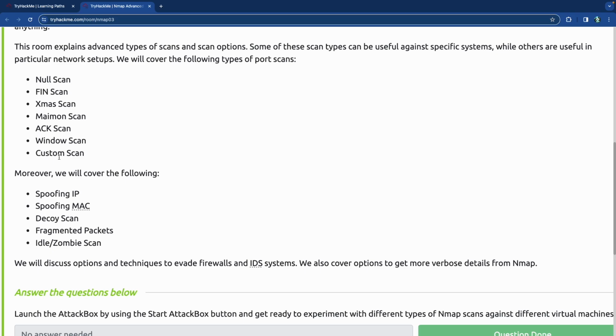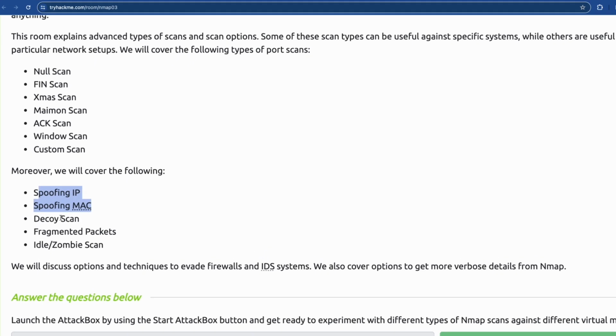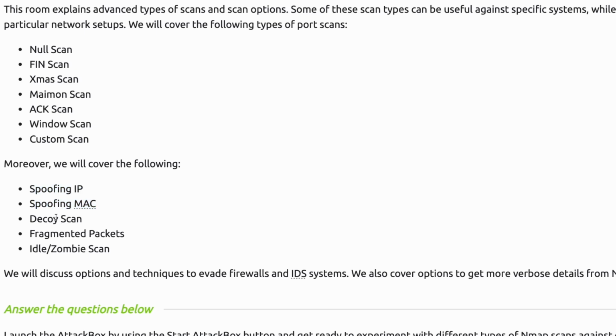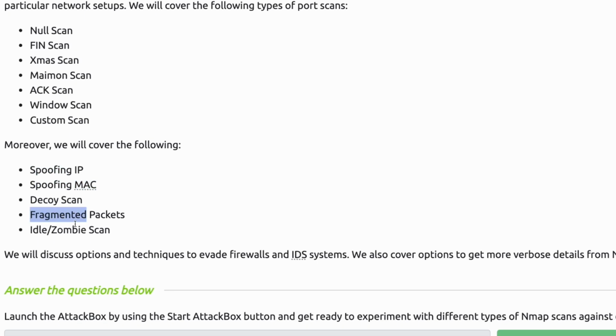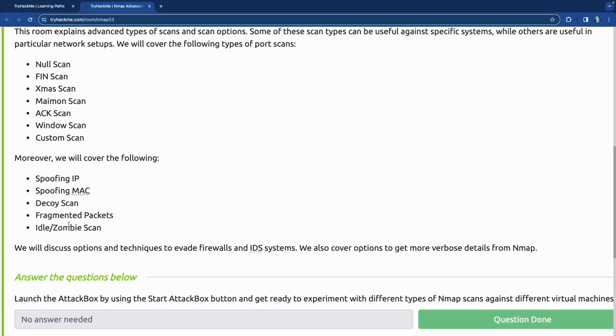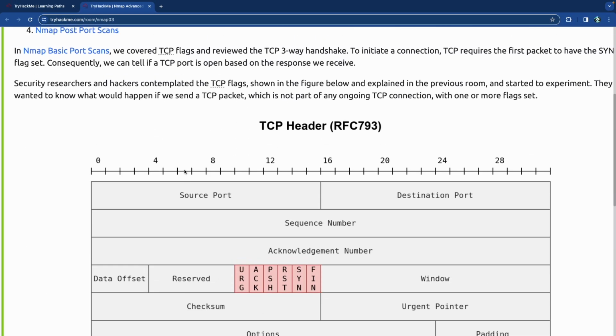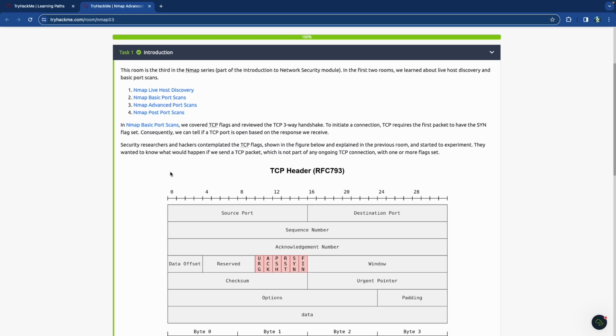And then what we're also going to cover is spoofing the IP address, spoofing the MAC address, doing a decoy scan, fragmented packets, and idle zombie scan. So we're going to be talking about all of these things inside of the current room that we're in right now, which is actually a pretty useful room.